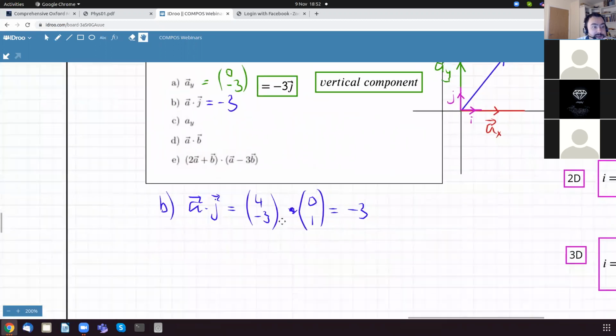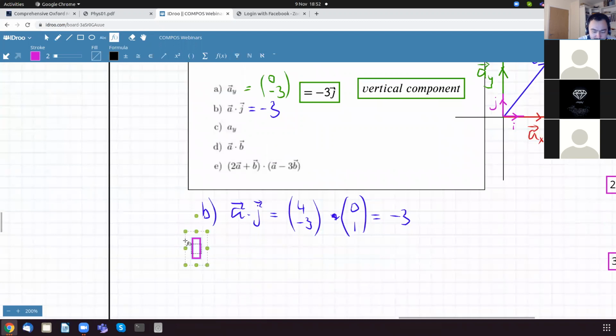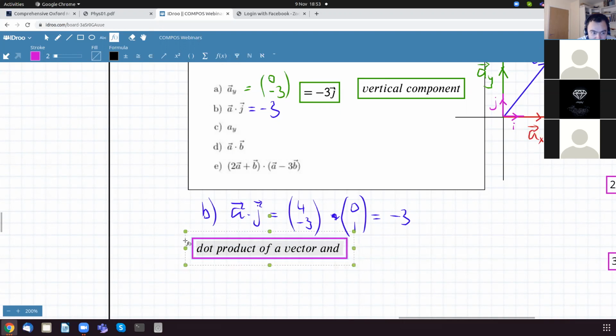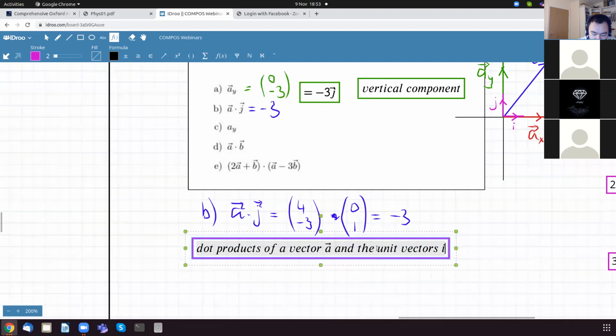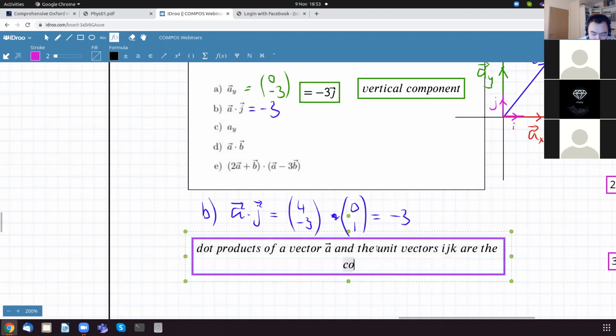And you will see that it's minus 3. So the important result here is that the dot products of a vector A and the unit vectors i, j, k are the coordinates of the vector.